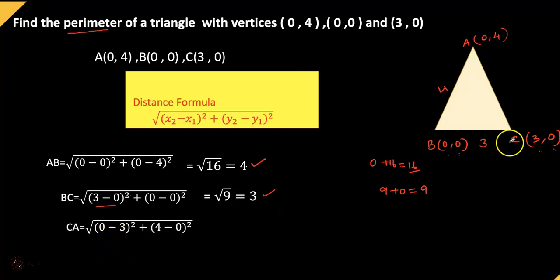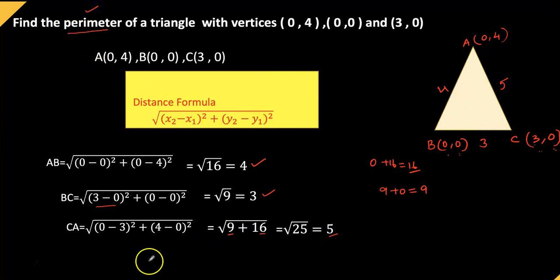So here also CA, starting from CA, so x1, y1, x2, y2. So substituted as 0 minus 3 the whole square plus 4 minus 0 the whole square is equal. That is 3 square 9 and 4 square 16. So 9 plus 16 is 25, square root of 25 is 5. So 5 units. Now we have to find perimeter.